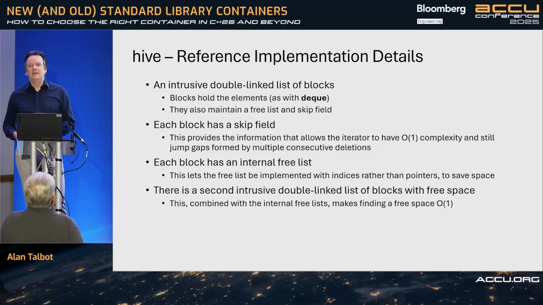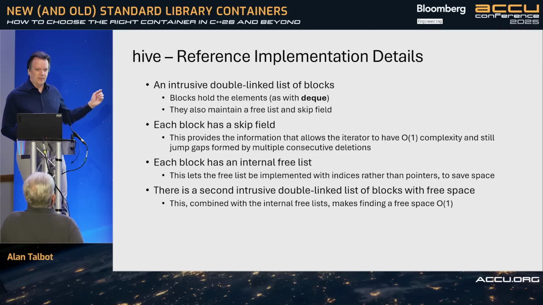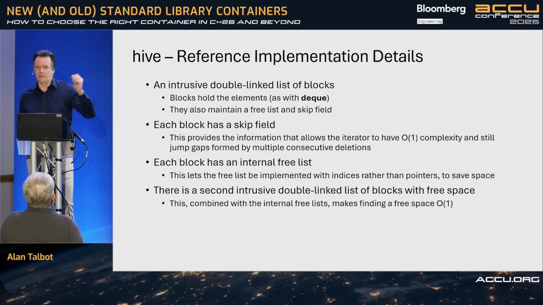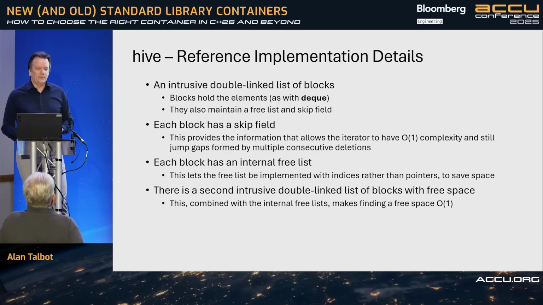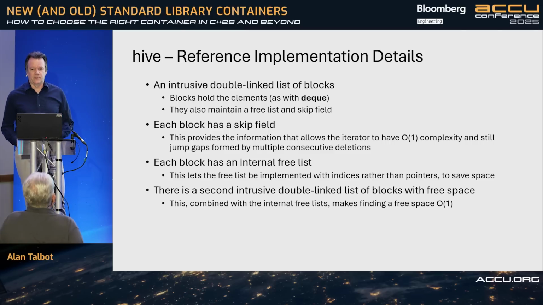They also maintain this thing called a skip field. The skip field is there to allow the iterator to have order 1 behavior, regardless of how many holes the iterator has to jump over. That's very clever, and you'll see how that's done. If you use a bit string to represent the elements that are missing, it's arbitrary latency, because you have to count some number of bits and you don't know how many that's going to be. This uses a different scheme, so you always know where to jump, and it's always order 1.